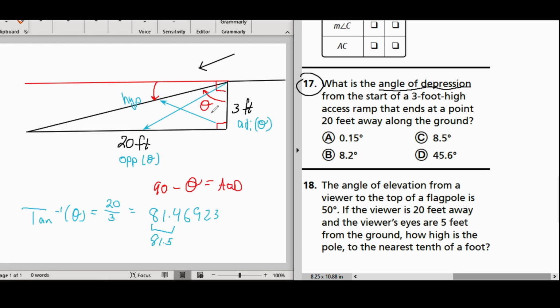Now, this is just theta. This guy right here is 81.5. That's not the angle of depression, right? We already know that the angle of depression is equal to 90, that's this 90-degree angle, minus whatever theta is. So let's do the math on that. I can substitute in here. I'm going to have 90 minus 81.5, and whatever that equals will be my angle of depression, and that is 8.5. So there's that extra step.